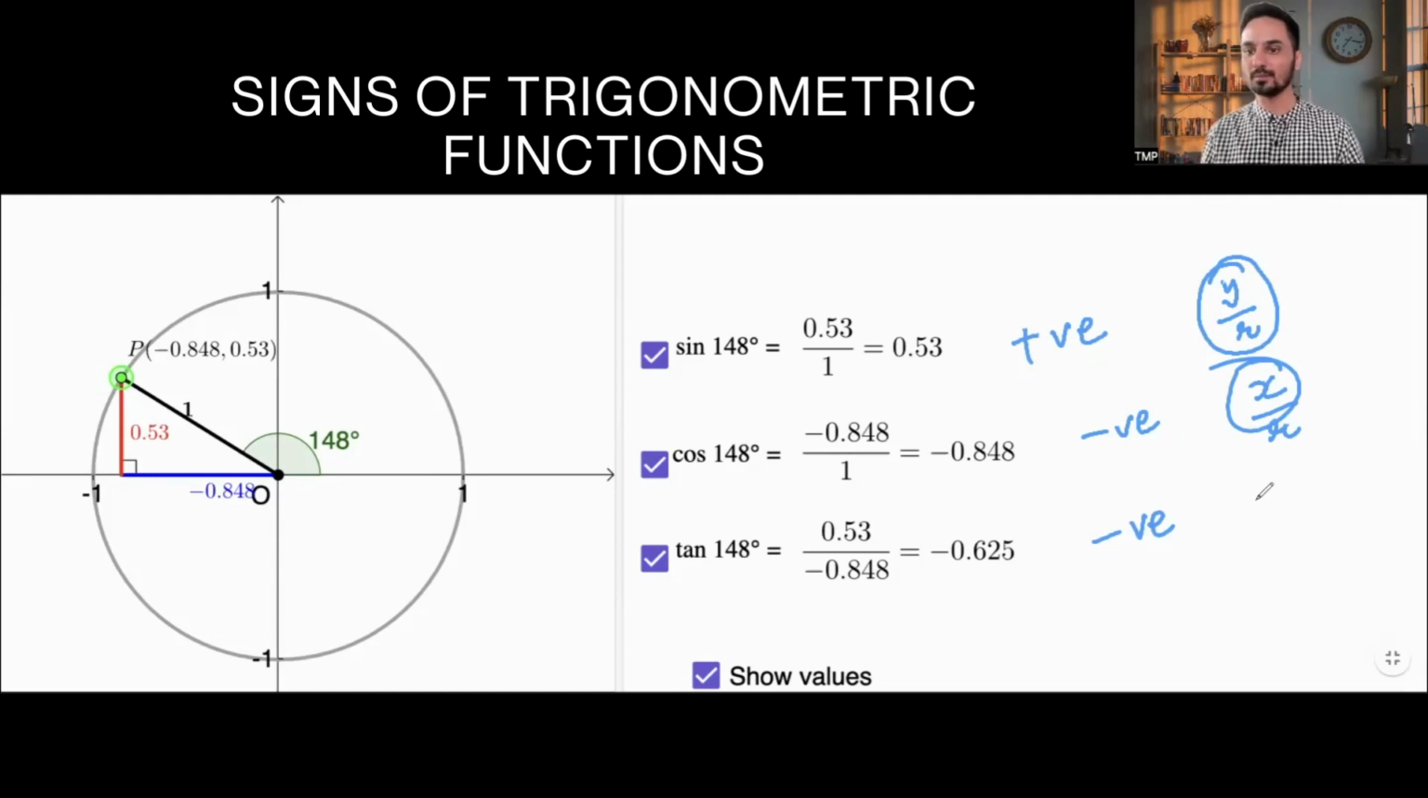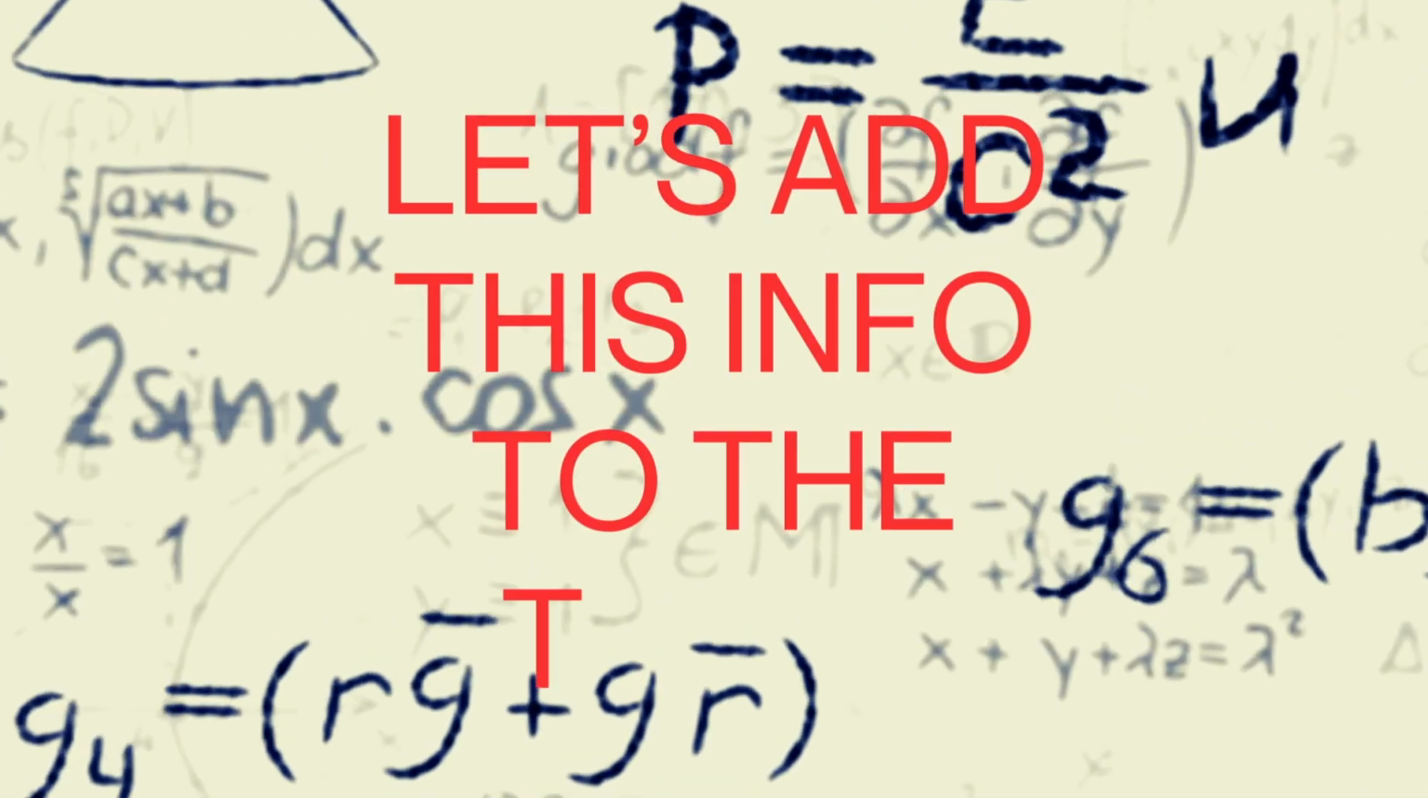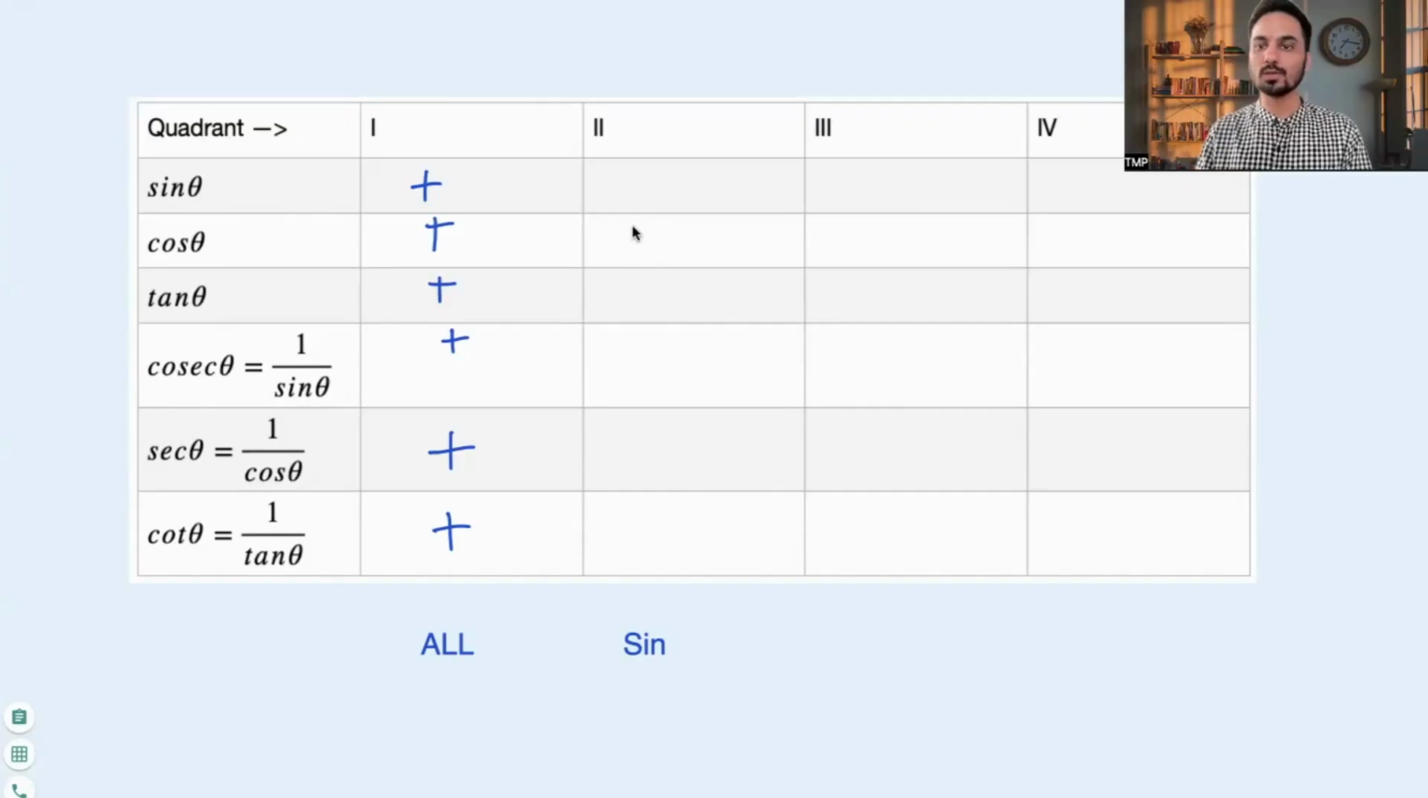How about tan? We know that tan is y over x. And here only one of them is negative. That means the fraction will be negative. And that is why tan is negative in the second quadrant. So in the second quadrant, we found that sine theta is positive, so its reciprocal will also be positive. And the rest of the values, cos, tan, and the reciprocals, will be negative. Let's move on to the third quadrant now.